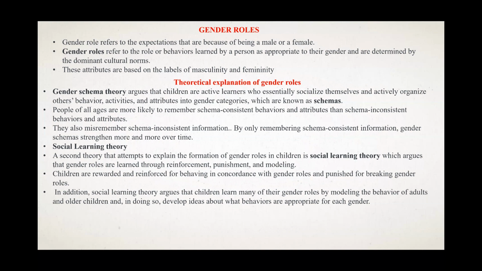Another theory which explains gender roles is social learning theory, which suggests that gender roles are learned through reinforcement, punishment, and modeling. Children are often rewarded when they behave based on their gender roles and punished for breaking them. In addition, when children model the behavior of others, or imitate the behavior of their adults, if it is appropriate, the parents appreciate it as well.